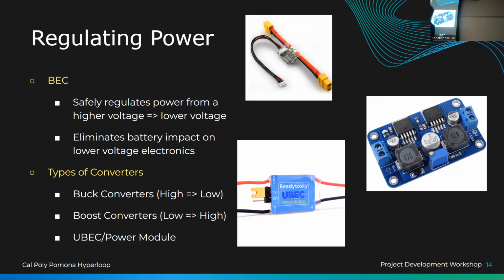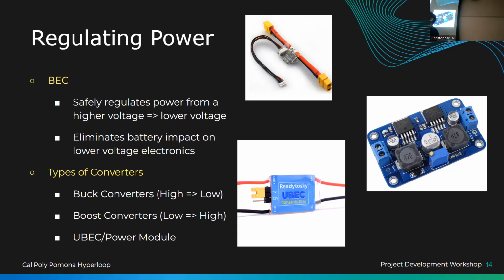This safely regulates power from a higher voltage to a lower voltage, and there are a little bit of options you can use. Buck converters, or DC to DC buck converters, take voltage from a high standpoint and convert it into a low standpoint. This one actually is a combination between a buck and a boost converter. A boost converter is a converter that turns voltage from a low standpoint to a high standpoint.